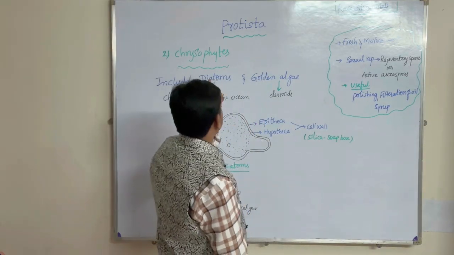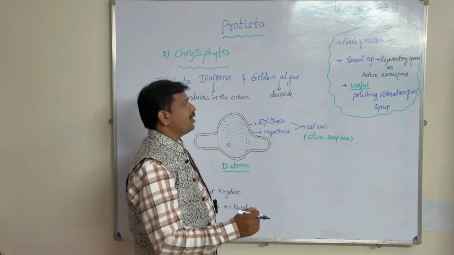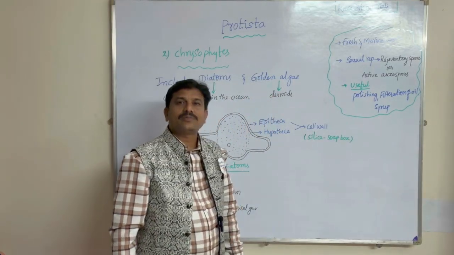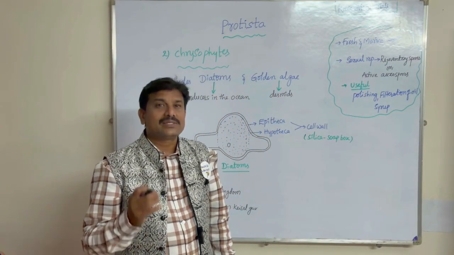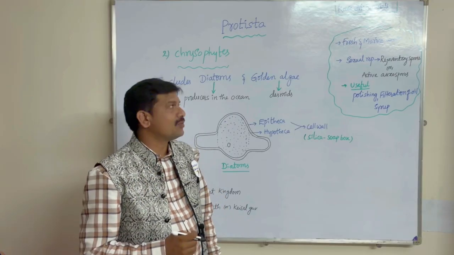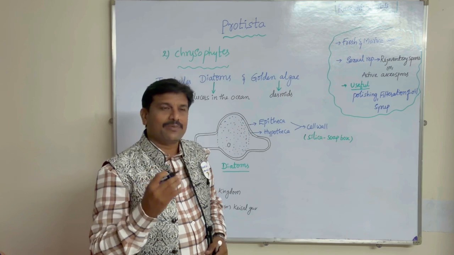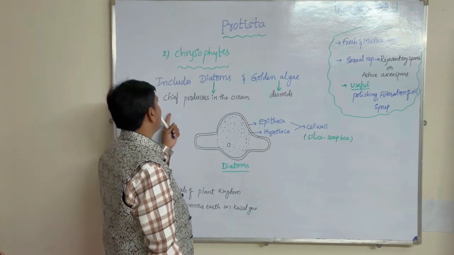What is the use of these chrysophytes? They are mainly useful for polishing, filtration of oil, and syrup preparation. After chrysophytes, the third one is dinoflagellates, which I'm going to discuss.